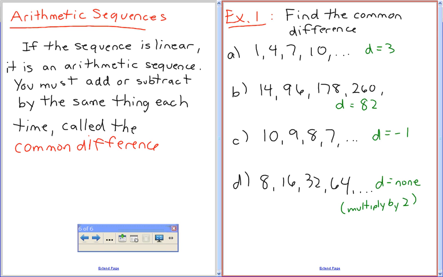There is still a pattern to that sequence. It's just not arithmetic because it doesn't go up by the same thing. So everything that we're doing today we can't actually use on the second sequence. We'll learn to do that on Monday, for things that multiply.